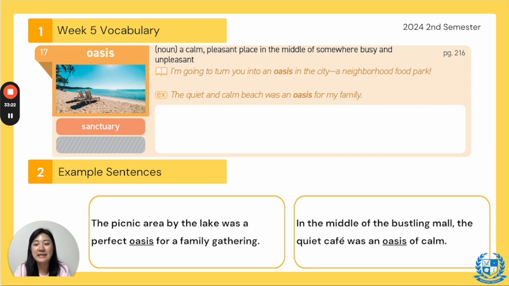Next one, let's read together. 1, 2, 3. The quiet and calm beach was an oasis for my family. So getting away, going on this vacation, and having this nice time by the calm beach, it feels like an oasis. Let's look here. It says, the picnic area by the lake was a perfect oasis for a family gathering. So again, you can just think of it as a calm and pleasant, peaceful place. Not loud. Next one. It says, in the middle of the bustling mall, the quiet cafe was an oasis of calm.